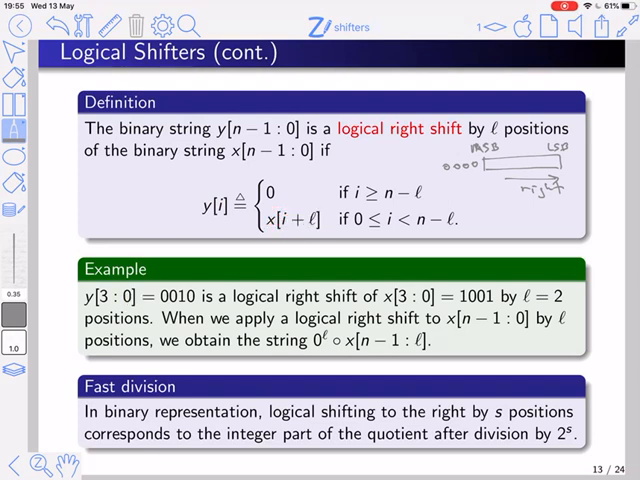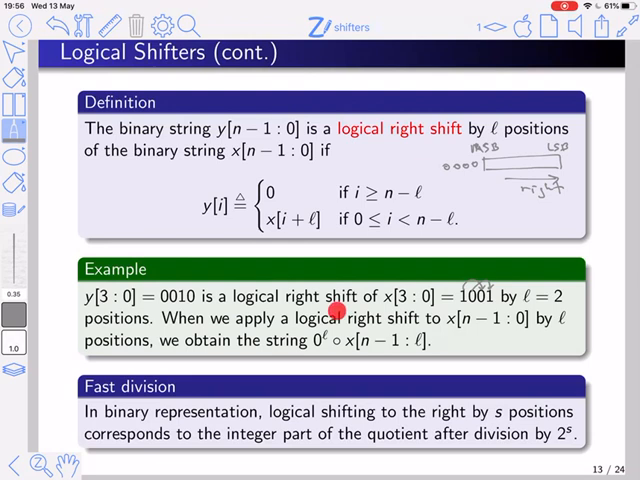Let's see an example. I start with x, which is this string, and I want to perform a right shift now by 2 positions. So this is a right shift. This one will go to here, and this 0 will go to here. And you will push in 2 bits from the left. So you will get the string 0, 0 from the left, and then this one will be in this position. You see it here, followed by a 0.